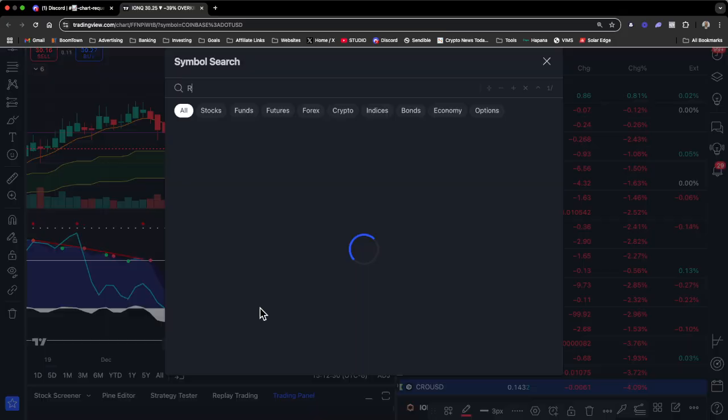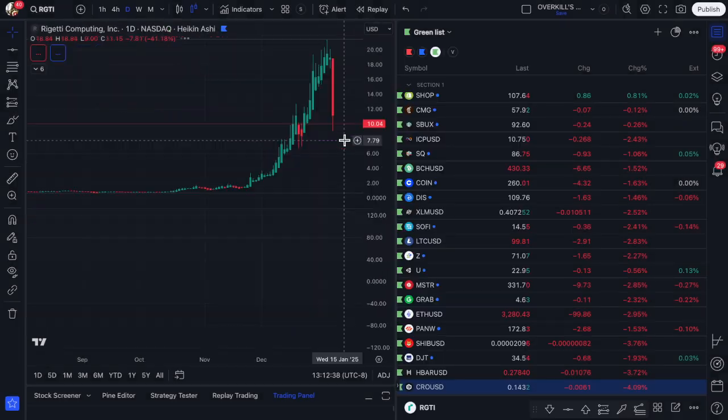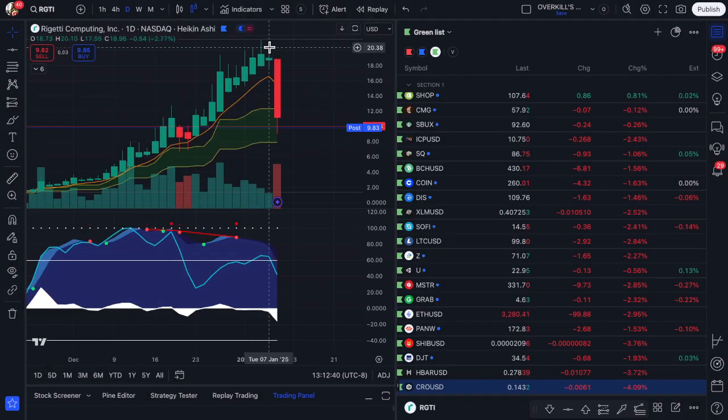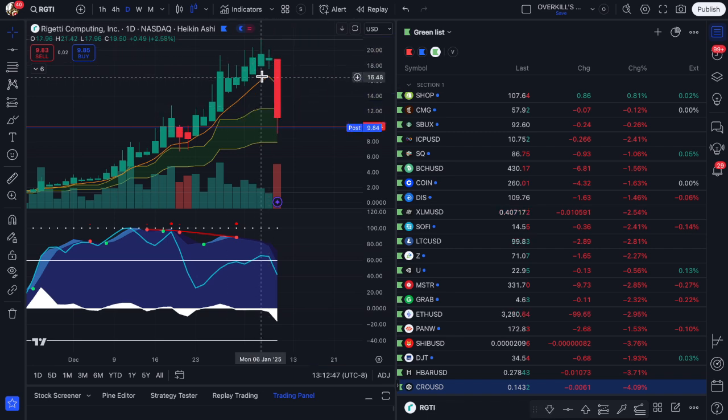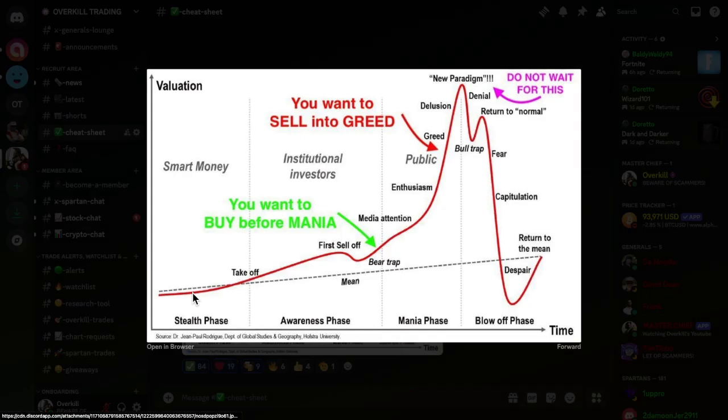It looks like RGTI, another one you guys have been very prominent of in the Discord. Again, where were we sitting? At a massive premium. We were sitting 38% off of the golden zone. When that happens is when the smart money, when these guys are taking profits.